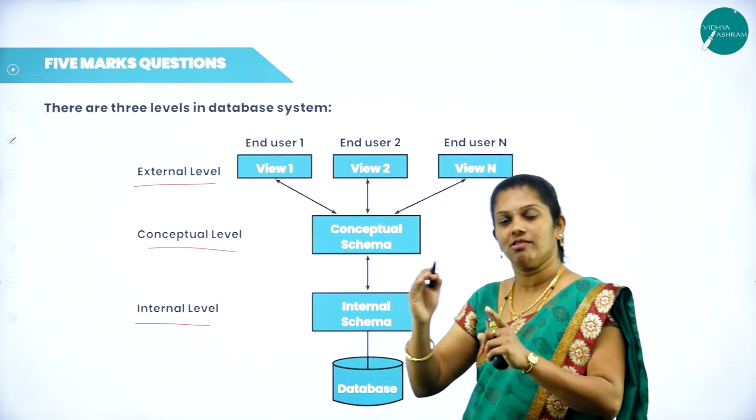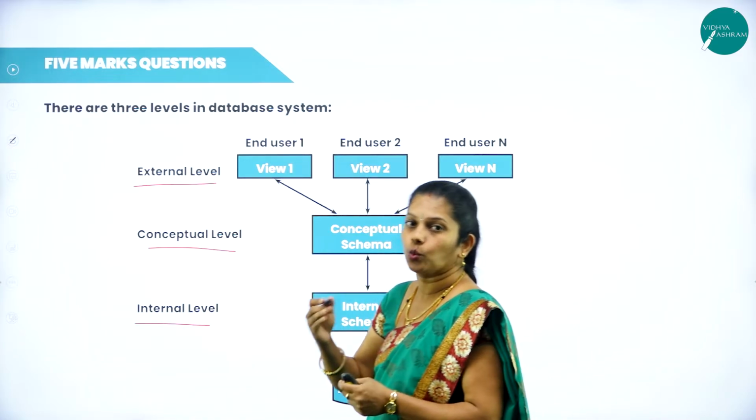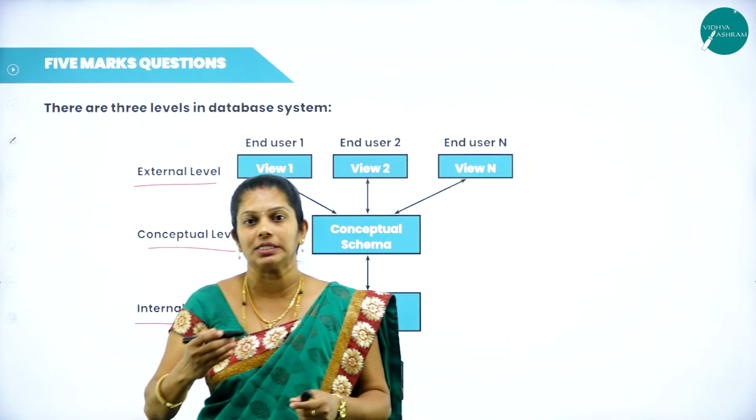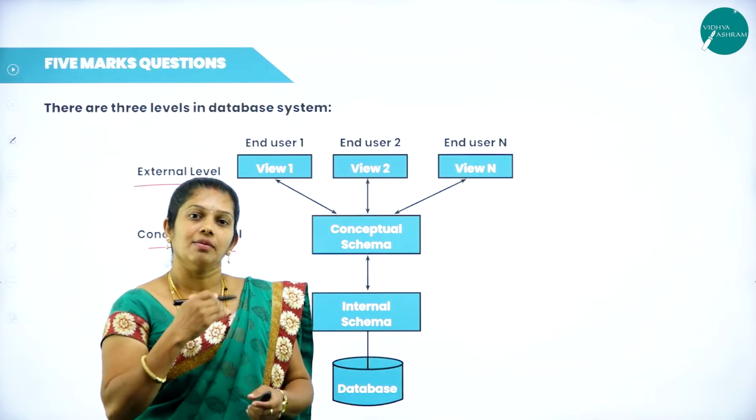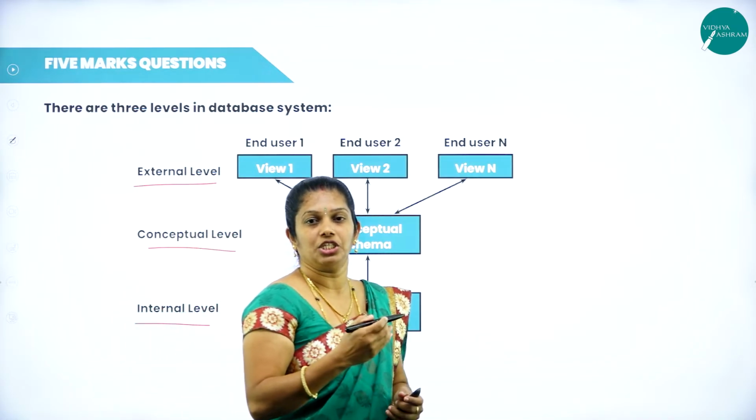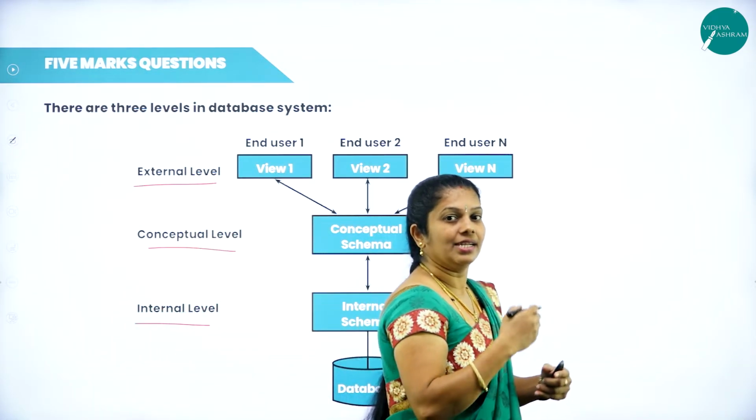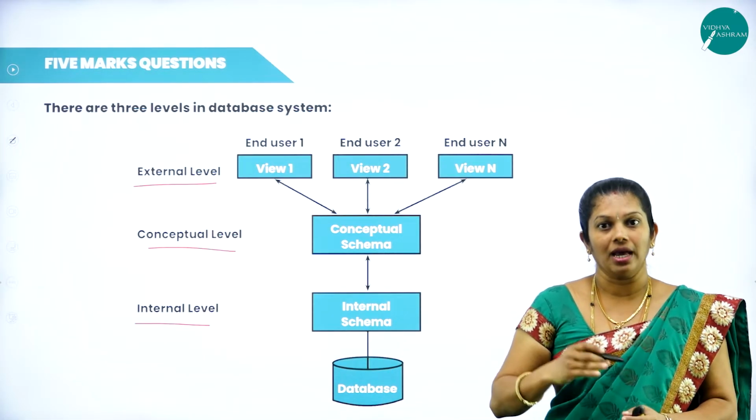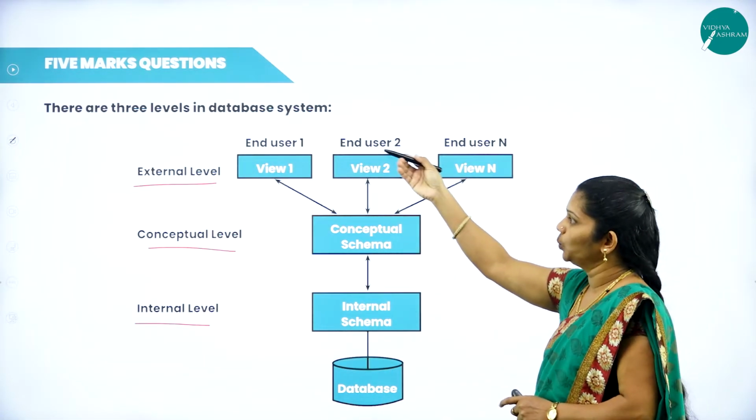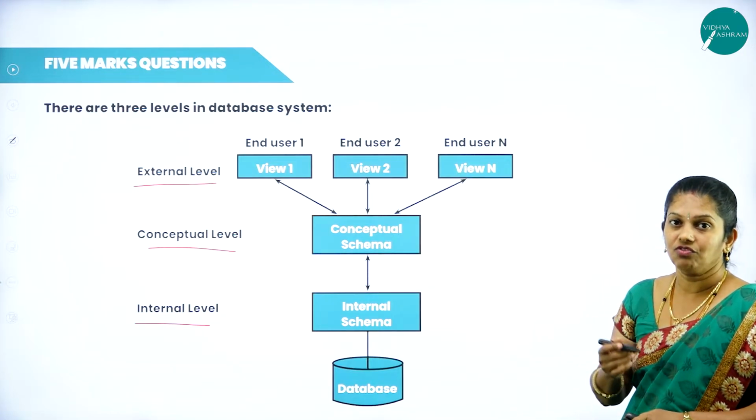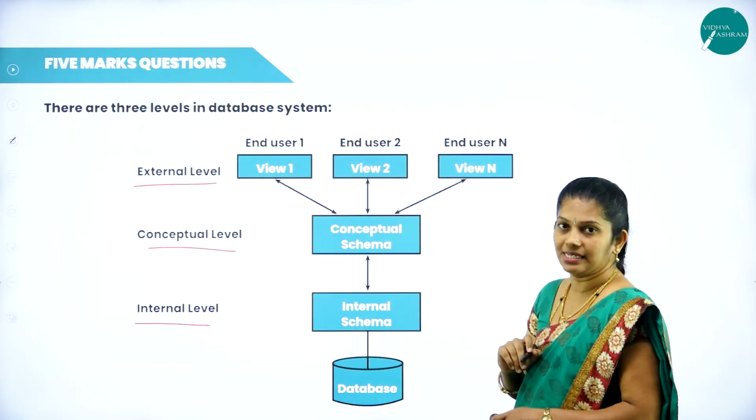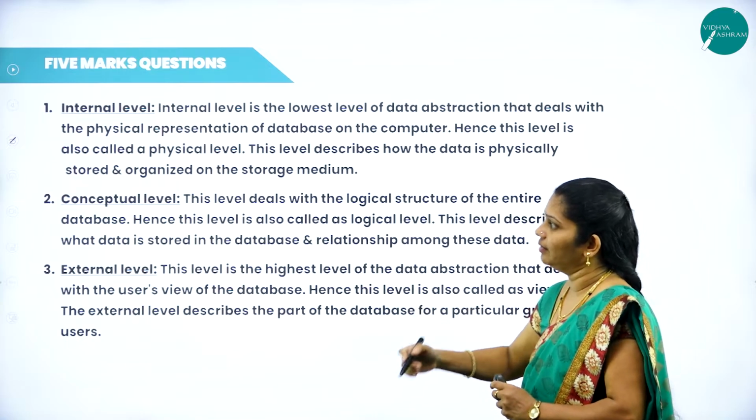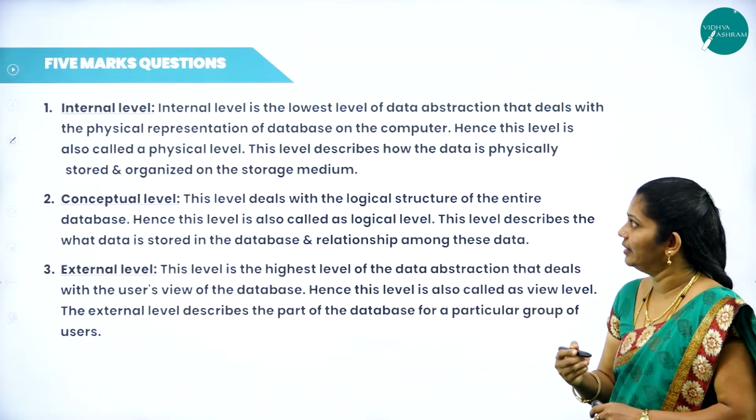For example, we have some information. Some users want to see the same information in table format. Some users want to see the same information in graph format. And some users want to see the same information in paragraph format. The way the user wants, the data as well as information can be viewed in the external level. This is regarding the internal level, conceptual level, and external level.